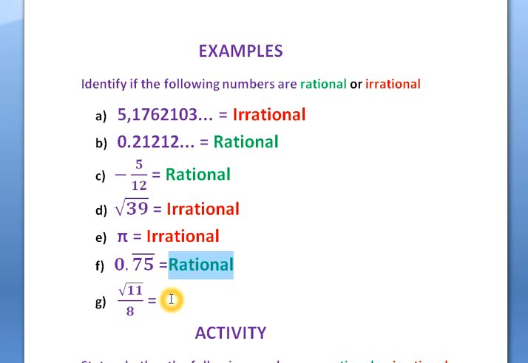Okay, the square root of 11/8. 11 is not a perfect square. It means that the square root of 11 is not an integer. Therefore, the square root of 11/8 is irrational.